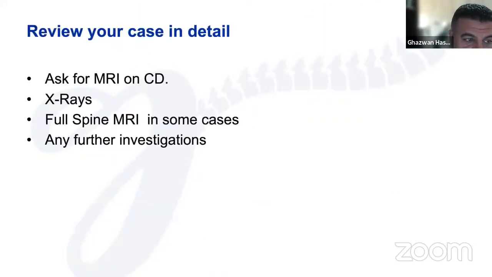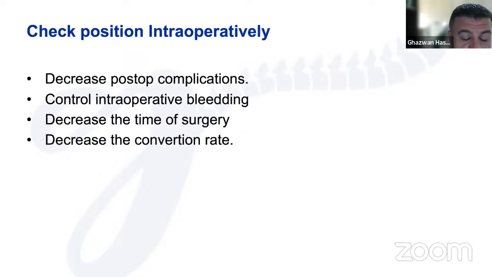So as I mentioned, we have to have a good MRI, X-ray, dynamic X-ray, and also a full spine X-ray. It's not a full spine MRI in some cases, especially in the elderly, to exclude other pathology, and any further investigation when it's needed in special cases. And the position of the patient is very important, as previously mentioned, because it can control the bleeding intra-op and also decrease the time of the surgery.